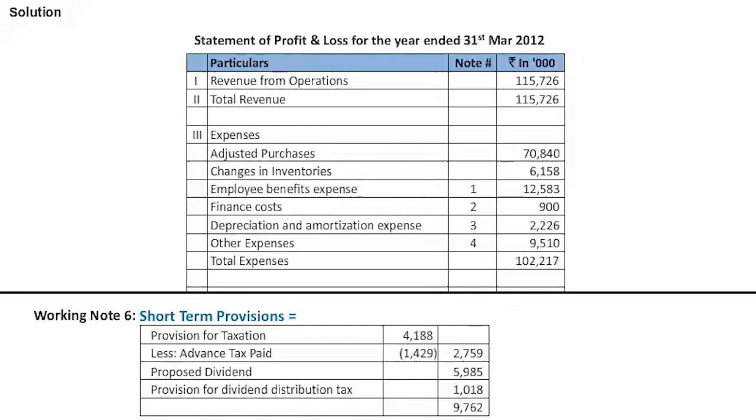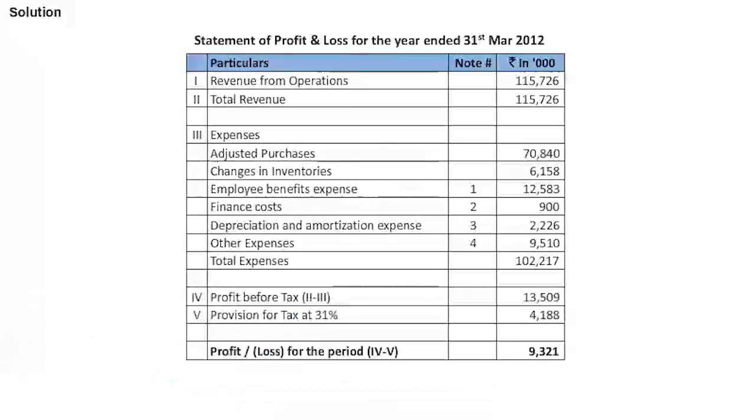Now this provision for tax, obviously it will be part of your short-term provisions in the balance sheet. So 4188, if you go to provision for tax, 4188. And this is the total provision for taxation. Out of that you have already paid advance tax, that is 1,429, right? So net, that means 2,759 is still the balance in the provision for taxation. So once you deduct that provision for taxation, ultimately now your profit after tax is 9,321.